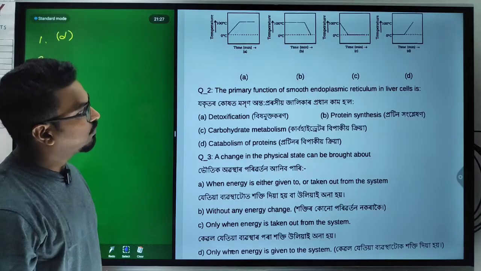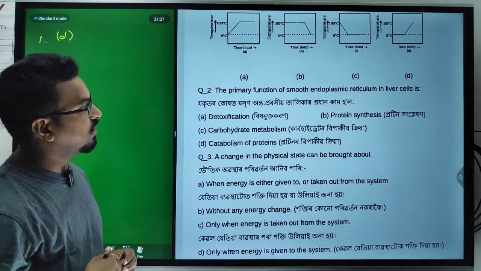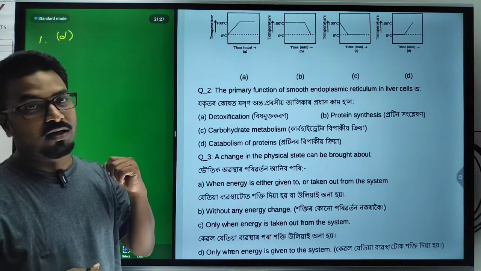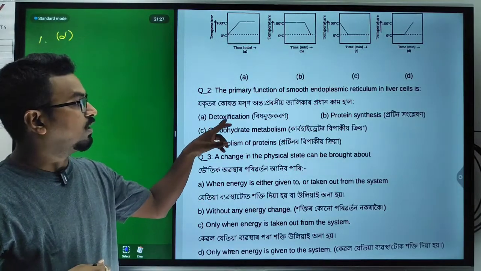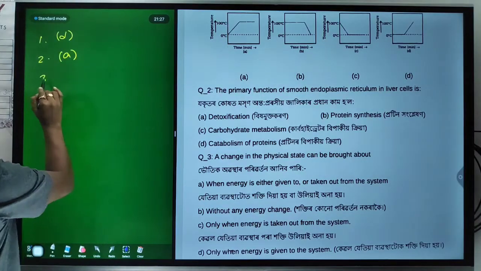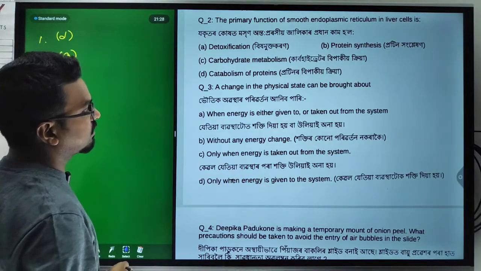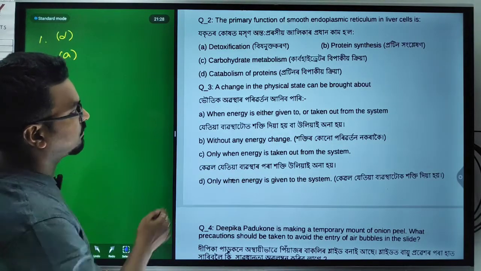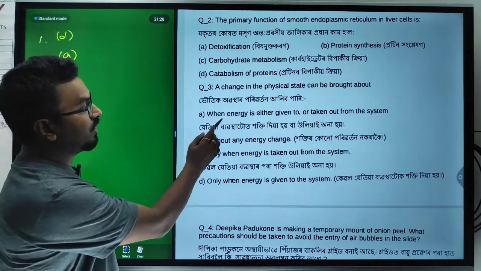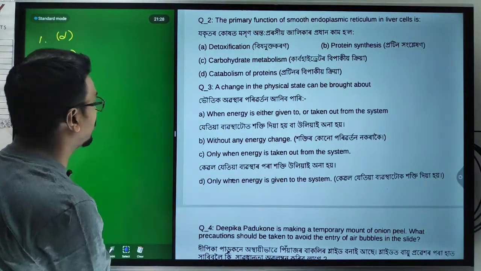Next we move to question number 2. The primary function of smooth endoplasmic reticulum in liver cell is what? What is the function of smooth endoplasmic reticulum? Detoxification. So question number 2 is option A. Question number 3, I will not explain in detail, I will just tell you the answer. A change in the physical state can be brought about when energy is either given to or taken out from the system. So here the option is option A.